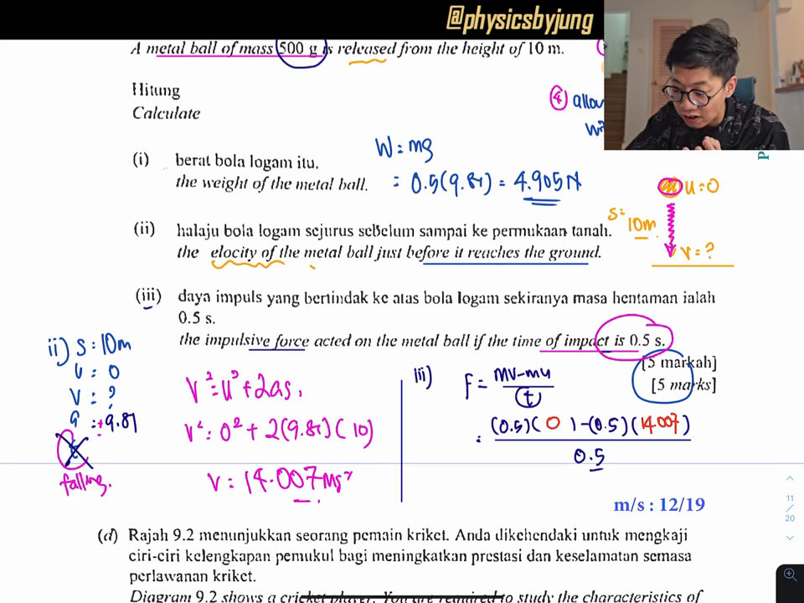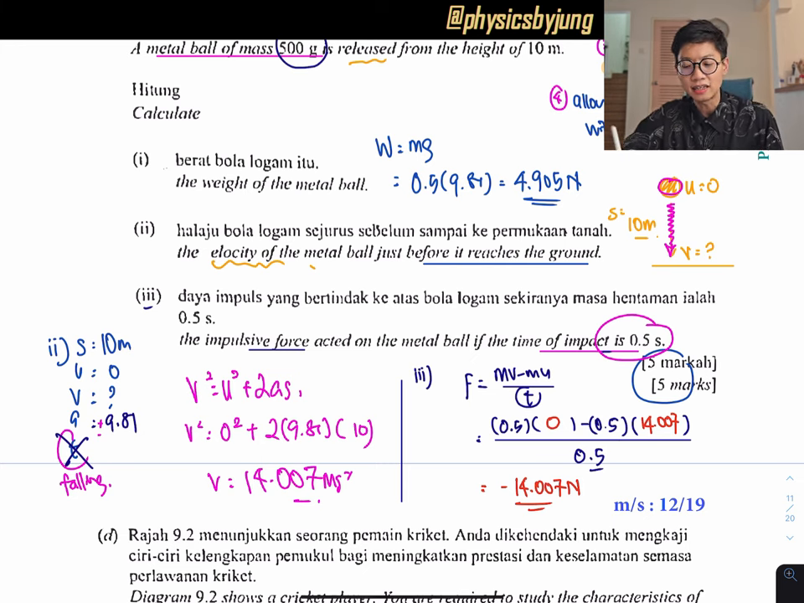So when it stops, the final velocity is zero. This initial velocity is 14.007. When I teach this method, a lot of students feel like, teacher, but if I do this, my final answer will come out to be negative 14.007. Got a problem, guys? Can you think, why is the answer negative? Does it make sense? Of course it does, right?